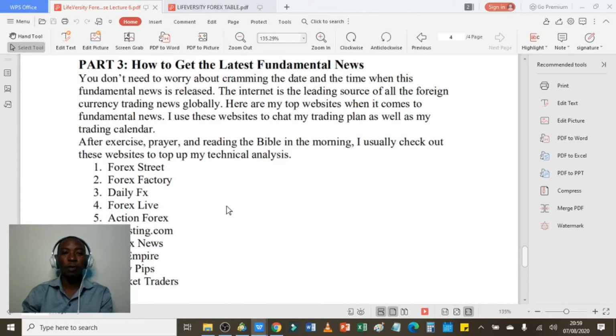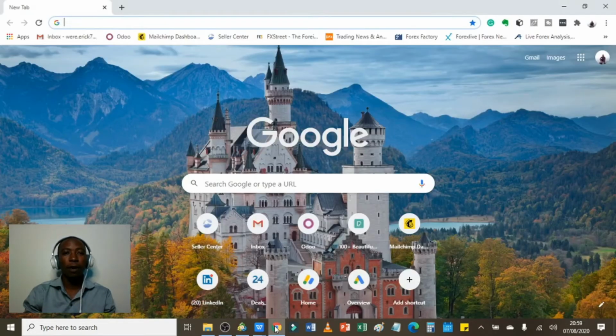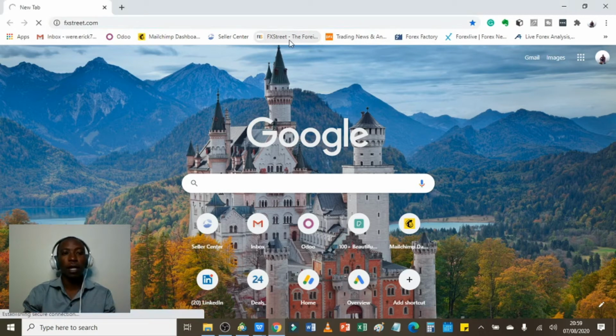After exercise, prayer, and reading the Bible in the morning, I usually check out these websites to top up my technical analysis. These are some of the websites I usually check out, and I'll just take you through each one of them. Forex Street. Let's just head over there and see what Forex Street has. And here it is, Forex Street. I'll just load it in order for us to have a glimpse of what you can get from Forex Street.